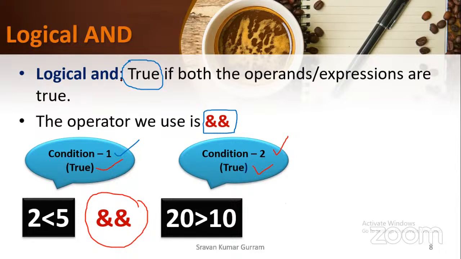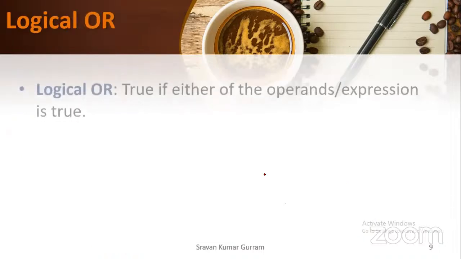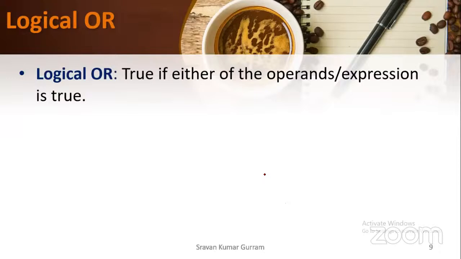What is the rule for the logical and? It returns true if both operands or both expressions are true. In this case, these two are true. Condition 1 is true, condition 2 is also true. Now it returns true. This is about logical and. In all remaining cases, it returns false. I think it's clear. That is about logical and.